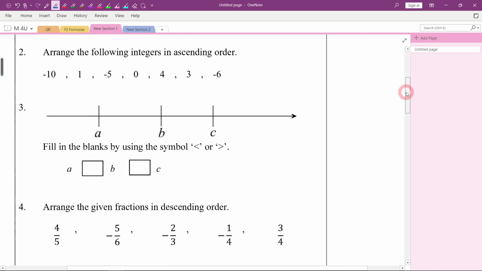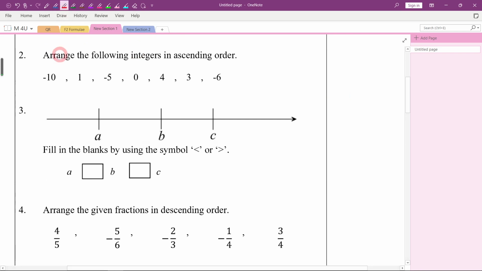Okay, now let's try question number 2. Arrange the following integer in ascending order. So some students will always get confused between these two, ascending order and descending order. If you are having this problem, you can try to use this method to help you to remember it.